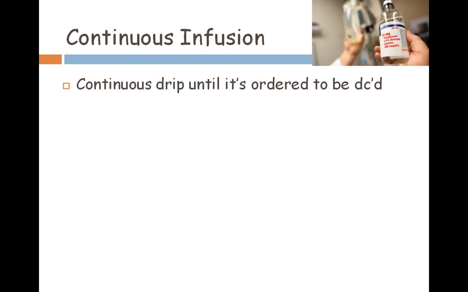So a continuous infusion is where a patient has a continuous drip of a medication going in until the physician orders it to be discontinued. For instance, they may be getting a cardiac drug on a continuous drip, or they may be getting Pitocin or insulin on a continuous drip.